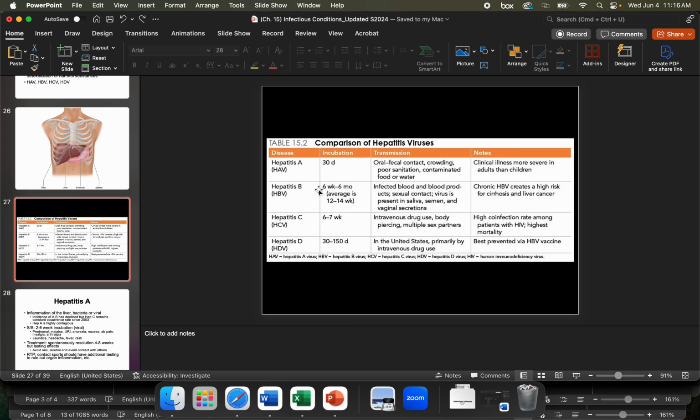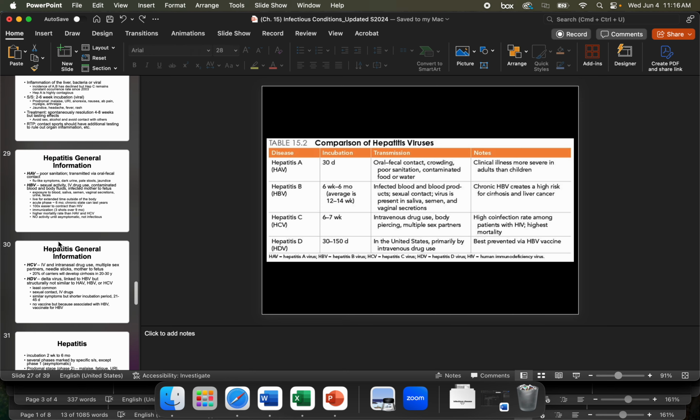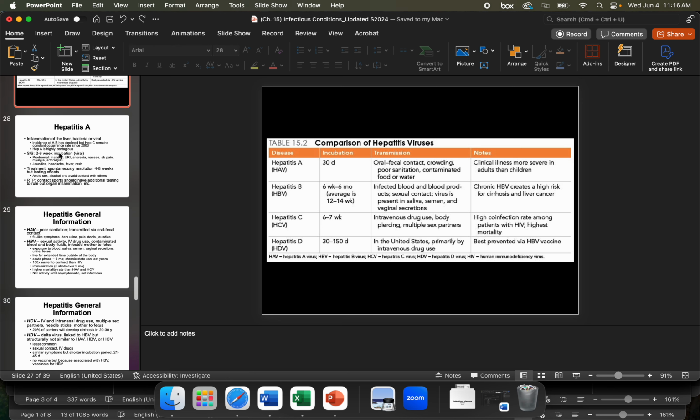Hepatitis B and C, you'll notice, are going to be more of our bloodborne pathogens: infected blood, intravenous drug use. Hepatitis B and C come through those bloodborne pathogens, sexual contact in hepatitis B, and viruses present in saliva, semen, and vaginal secretion, so body fluids. And then hepatitis D, intravenous drug use, and like I said, this one's a little obscure. I think I actually have a little information on it.